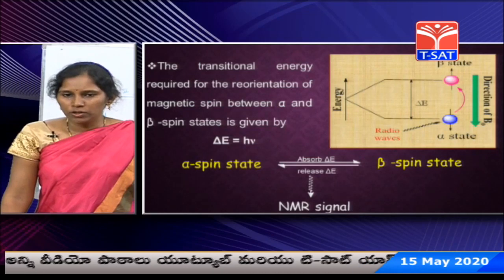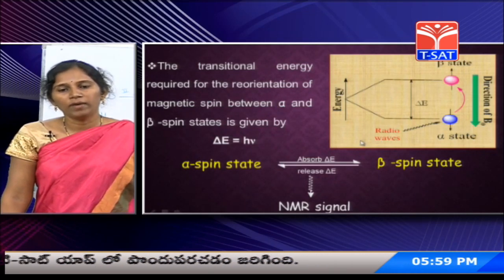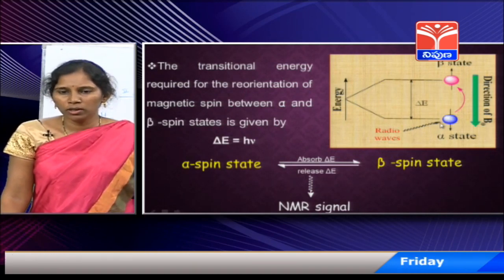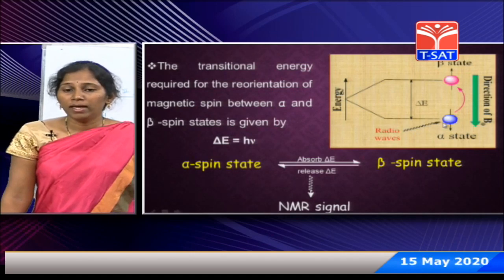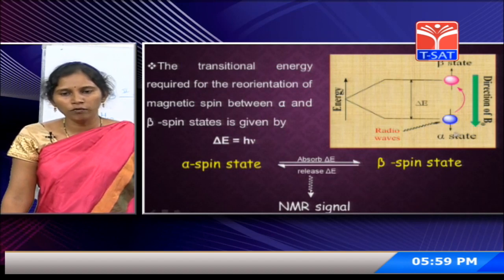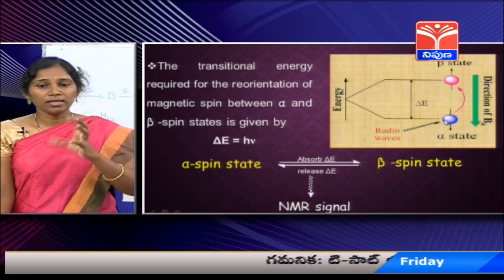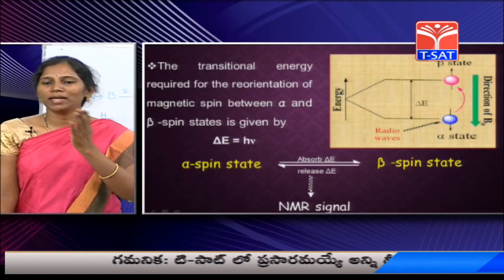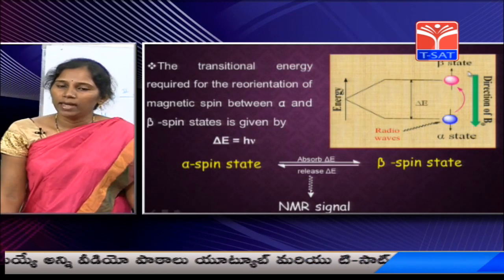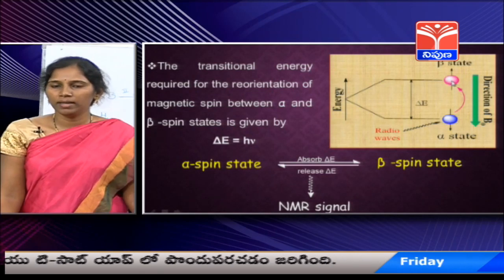In this situation, when we allow radio waves of variable frequency upon the nucleus, what happens? You know that resonance takes place. When the frequency of radio waves matches with the frequency of nucleus, resonance takes place. Resonance takes place means absorption of energy, thereby flipping of the spin going to beta state. So, it came to beta state now. The alpha state nucleus turned into beta state.